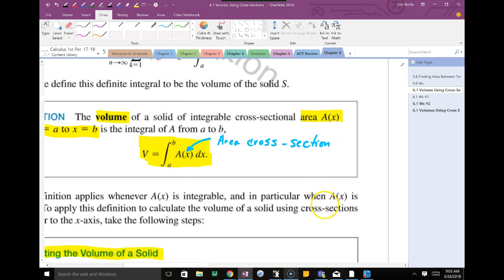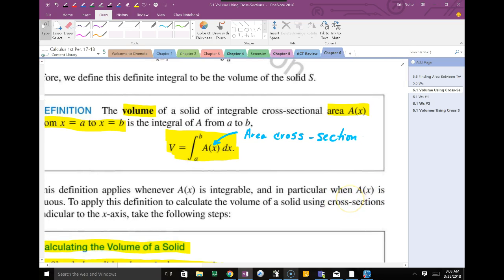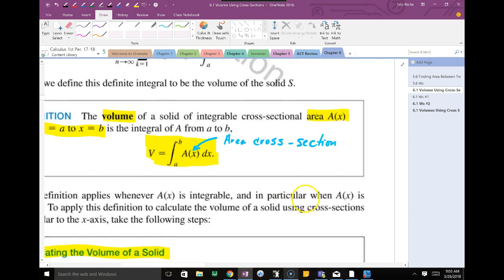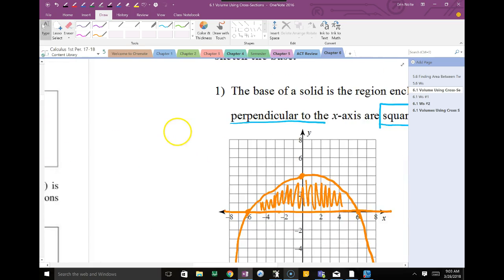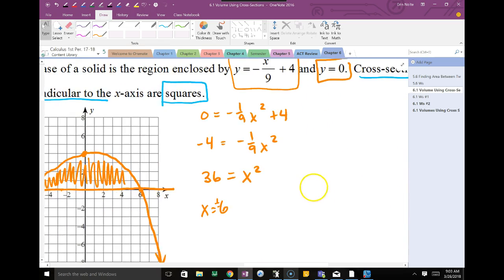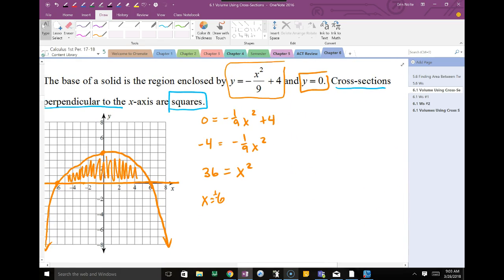Okay, so if I go back to my example here, the first thing that I have to figure out is the area of my cross sections. What is the shape of my cross sections? They're squares. So how do you find the area of a square?